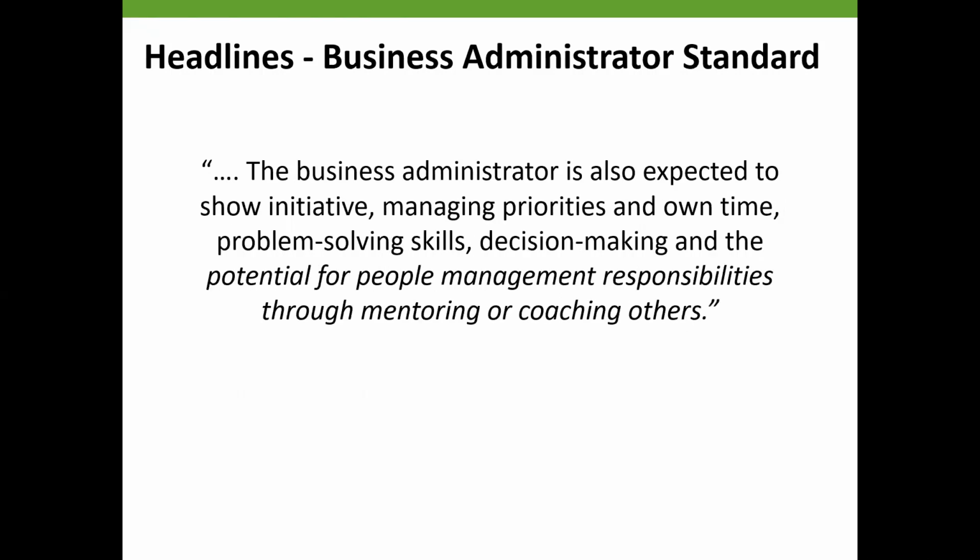So that extra bit that I just wanted to show you, I've cut out a bit in the middle, so please do read the whole thing in full, but it was this bit here. Business administrator is also expected to show initiative, managing priorities and own time, problem-solving skills, decision-making, and the potential for people management responsibilities through mentoring or coaching others. And this was a real point of deliberation for the Trailblazer group when they were writing the standard. They were really keen and clear that they didn't want to and didn't need to limit the level 3 to people who had some kind of supervisory responsibility.